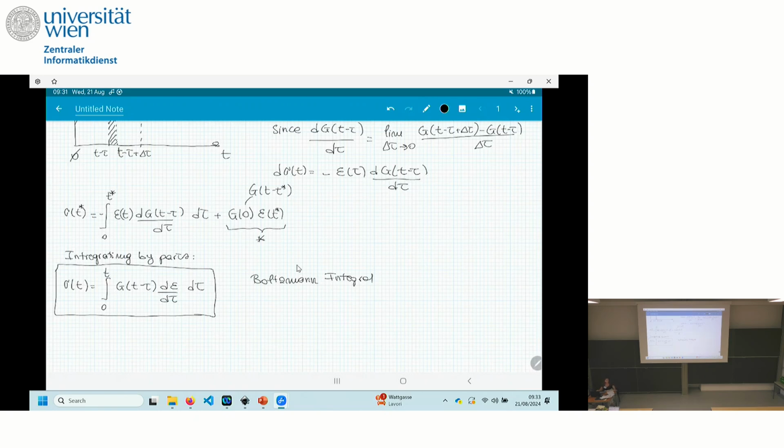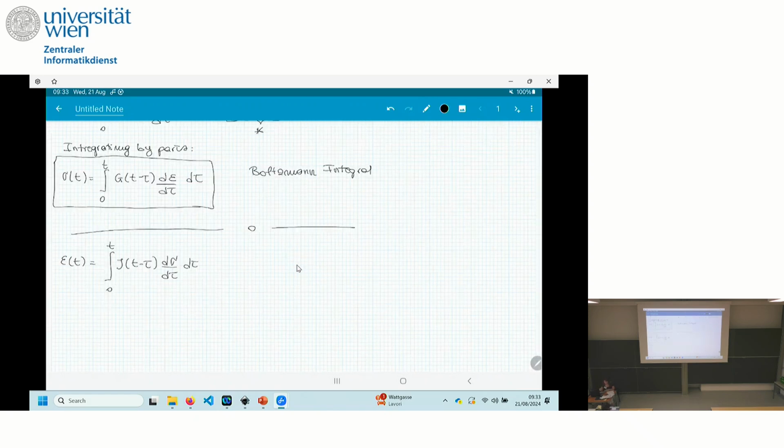And then you can do the same for the strain, so for the creep. If you do the same for epsilon, so if you have a stress history, your strain history is going to be given by the integral between 0 and t of the creep compliance with respect to the first derivative of the stress. So if you know the relaxation function and the creep function, you can predict the stress and the strain response to any stress and strain loading history.